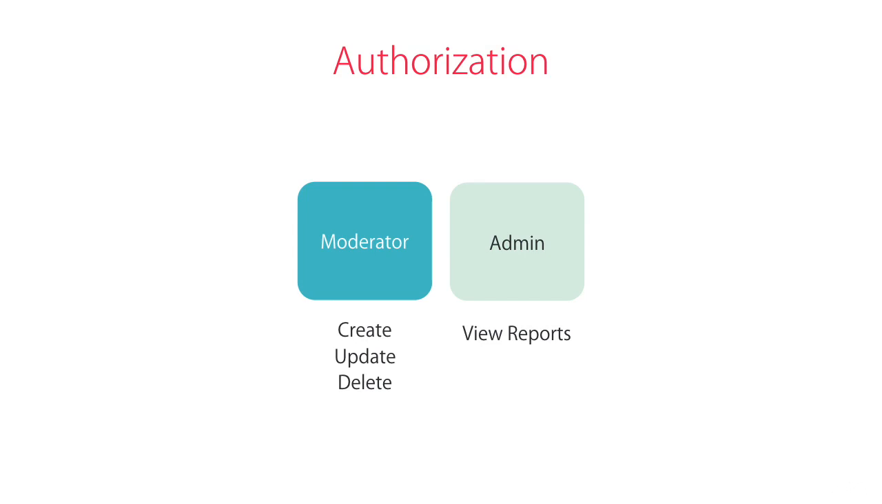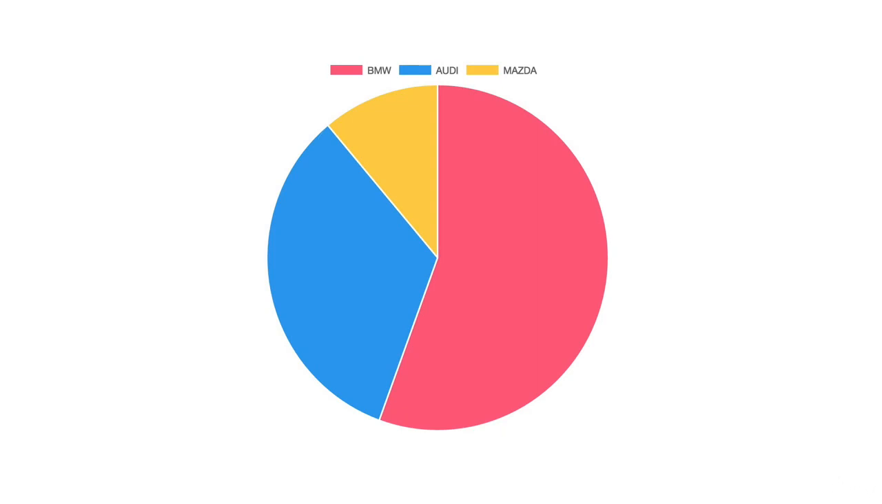Also, in terms of authorization, we need two different roles here. One is the moderator role, and this includes Viga personnel who talk to sellers and buyers on the phone. They can create, update, and delete vehicles in the database. We also need an admin role, and anyone in this role has additional privileges. For this imaginary app, we're going to display a report of vehicle sales by their makes in a pie chart like this. So anyone with admin access can view this report.